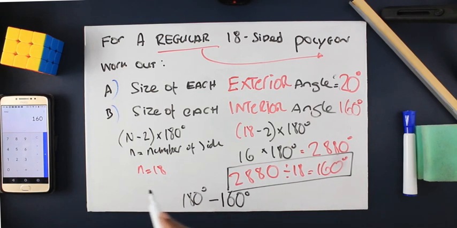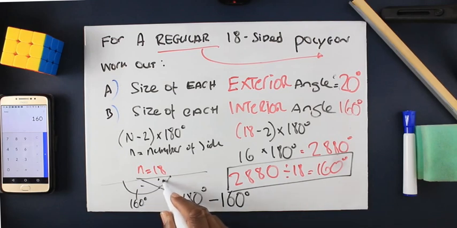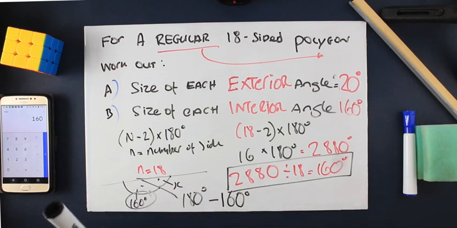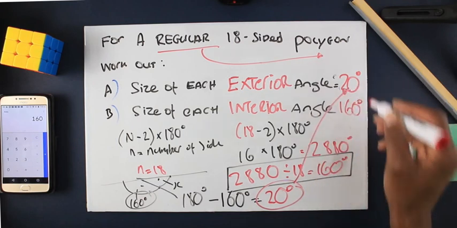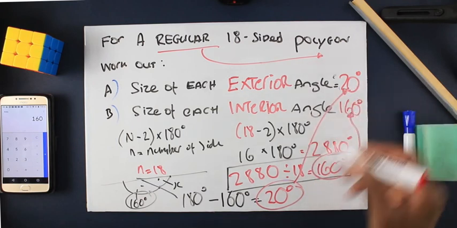Why is that? Because remember, when you have an internal angle like this, and then you have an external angle, the two angles add up to 180. If this angle is 160 degrees, and this angle is x, we know that 180 equals 160 plus x. So we just have to take 160 away from 180. That will give us the angle x, the external angle. 180 degrees minus 160 equals 20 degrees. And there we have our exterior angle, and there we have our interior angle.